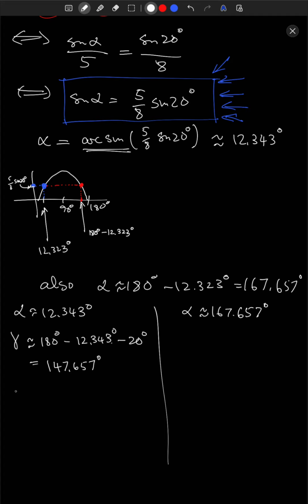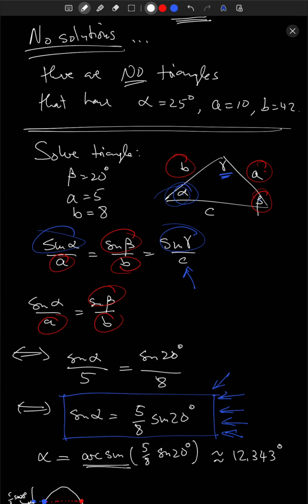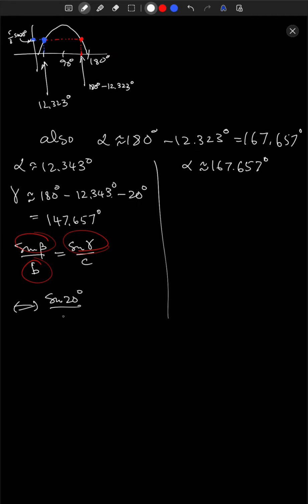Okay, and again, now I know sine of beta over B equals sine of gamma over C. I know this, and now I know this. So that leads me to C, right? And again, let me emphasize, I know them as sine of 20 degrees over B was, let me scroll up, B was 8. So over 8 is equal to sine of 147.657 degrees over C, right? And again, technically I should use squiggly lines here.